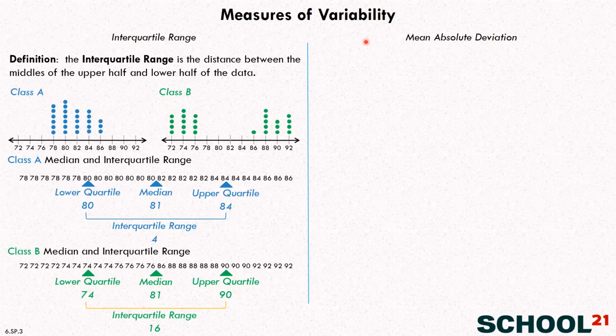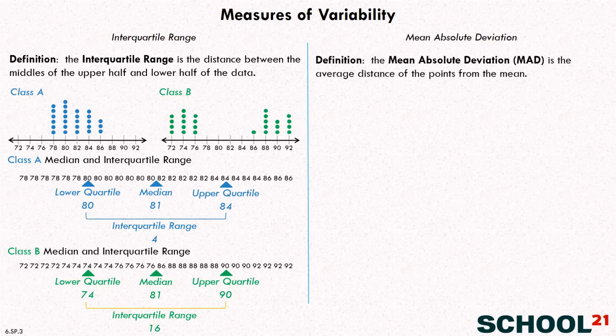Now let's look at a different example, a different way of calculating how spread out data are, and that's the mean absolute deviation. So let's first start with a definition. The mean absolute deviation, which we'll call the MAD, is the average distance of the points from the mean, okay? So let's figure out why we call it this. So the distance from the mean or the middle of the data, that's called a deviation. So that's why we call this a deviation.